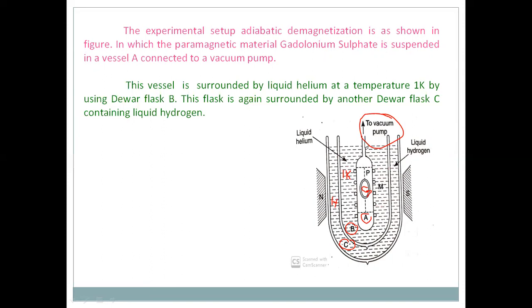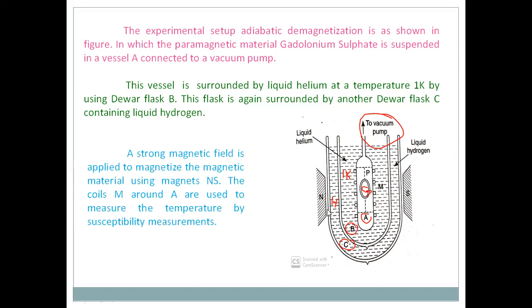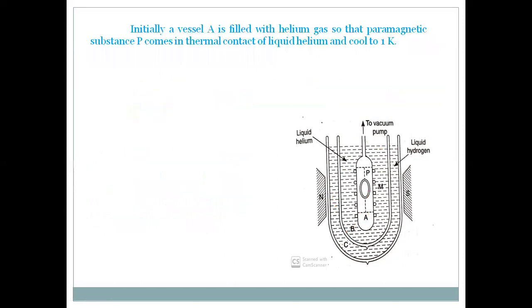Vessel A is connected with the vacuum pump to remove the air inside of this vessel. And this is surrounded by magnetic poles N and S. By using these N and S poles, we can apply a strong magnetic field. The temperature of this magnetic material can be obtained by using these coils. These are the coils, M and A, used to measure the temperature by susceptibility measurements. This is the experimental setup to get very low temperature by using the adiabatic demagnetization method.